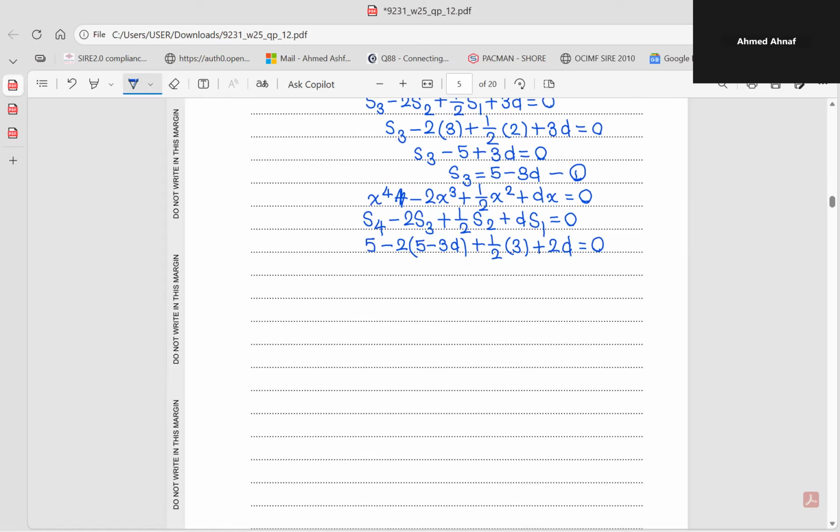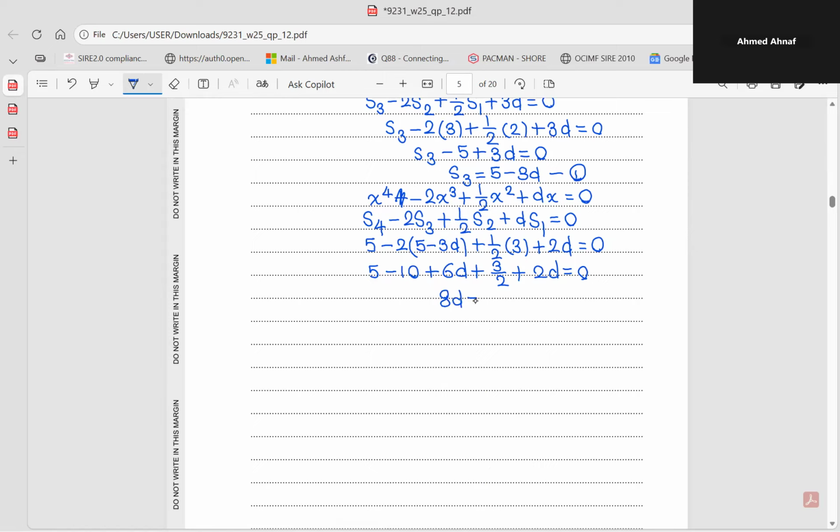So now you can see we have an equation only in terms of D. So let's solve this equation straight away. So 5 minus 10 plus 6D plus 3 over 2 plus 2D equals 0. 6D plus 2D, that's 8D.